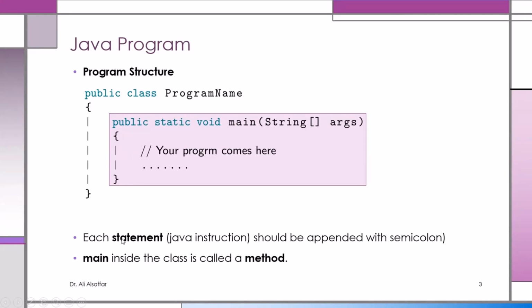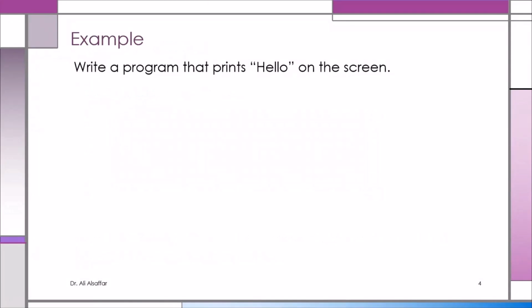Each line or each statement, which is a Java instruction, should be appended with a semicolon. Appended means terminated. So for any program you write, you have to terminate each line by a semicolon. Main, which is this one, see it's written main. It's called a method of the class. So it's a method inside the class.